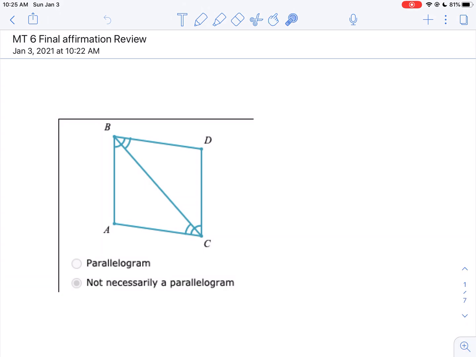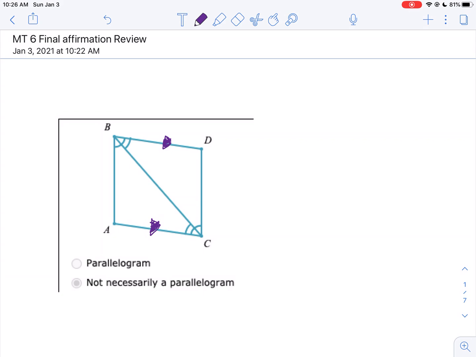Well, if we take a look at angle ACB and angle CBD, those two angles are congruent. They're alternate interior angles, so that makes the side BD parallel to side AC. So we got one set of parallel sides.